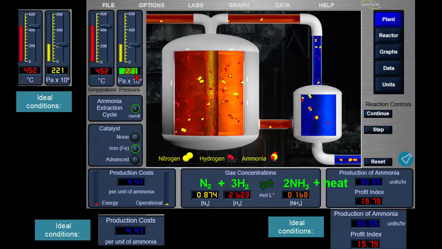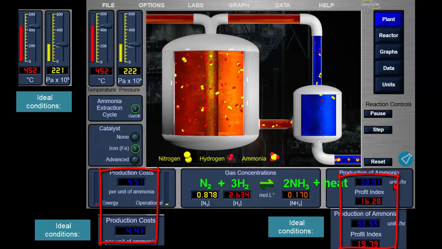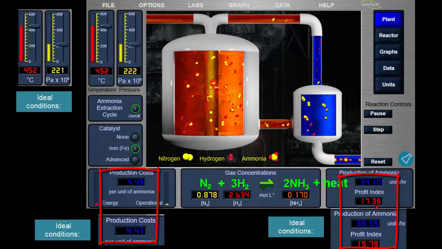So let's try and increase the pressure. If I increase the pressure to 222, you'd think that would cause the production to go up. But the production costs also go up, so the profit will go down, potentially. You're not quite sure. It's a bit of a balancing act. So 19.7, 33 and 4.41. So that does go up slightly. The production does go up slightly as well, but the profit goes down. And so we were better at 221.